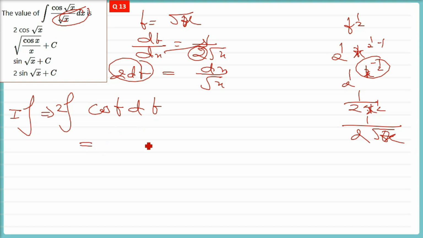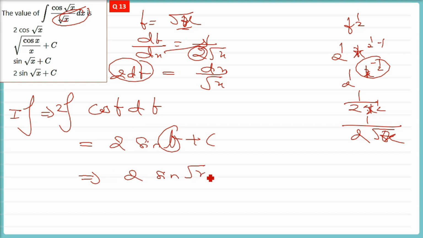Cos t has a simple integration. You already know that it is sin t. 2 is already there, plus constant of integration, root t, this t is root x. So replace it now. 2 sin root x plus a constant of integration. Now this whole is the correct answer. Which one of this is the correct one? The D one. 2 sin root x plus c.